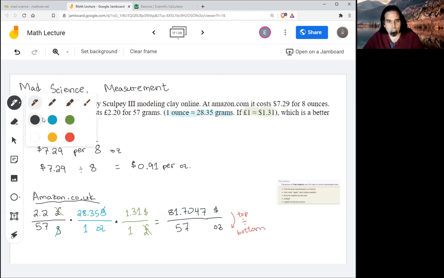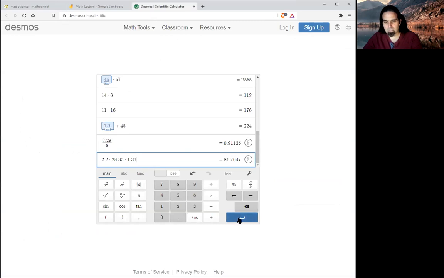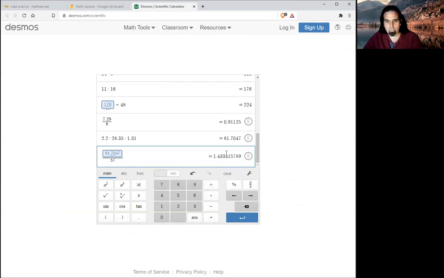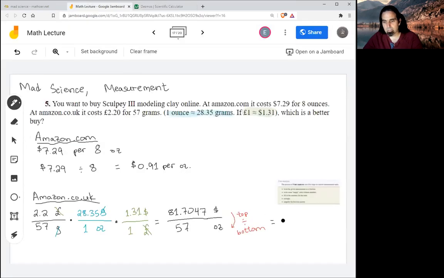Oh, I forgot to change the numbers before we started. I'm doing your homework for you. Oh, well. So all of that answer divided by 57, and I get $1.43. Not even close. Everyone who lives in London should go to Amazon.com to buy their Sculpey if they have free shipping.